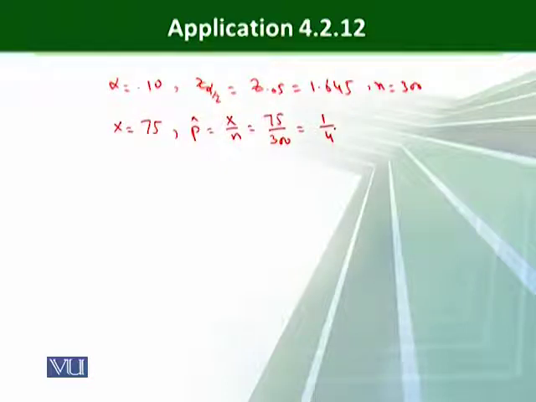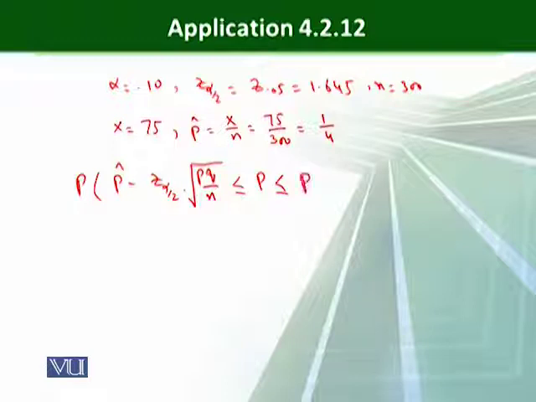Now we know that the confidence interval for the population proportion, that we just proved in the previous slide, is probability p hat minus z alpha by 2 into under root pq over n less than or equal to p less than or equal to p hat plus z alpha by 2 into under root pq over n, and that is actually 1 minus alpha. So we just put the values and solve it.